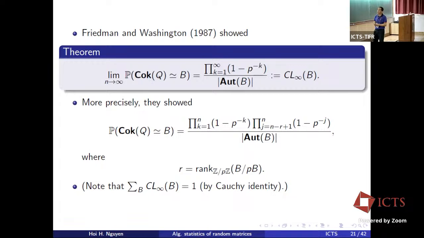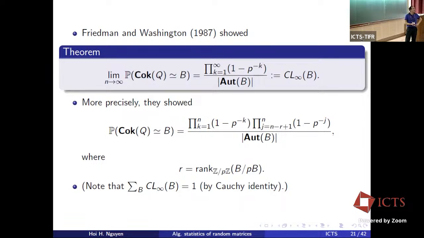And here it also involves a certain rank of the matrix. Just one comment is that this limiting distribution also turns out to be a probability distribution over p-groups, namely the sum is 1 over all p-groups, and it follows from the Cauchy identity. If I have time, I can mention it.